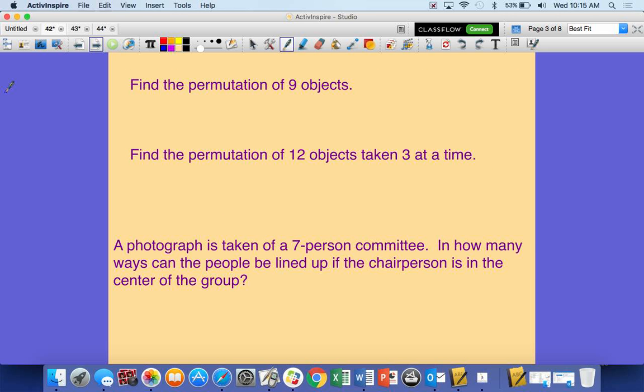Okay, find the permutation of 9 objects. Well, let's use the exact same equation. We've got our P, which tells us that we have 9 total objects. We don't have another number here. Alright, so how big is our group going to be? Well, our group is simply going to be 9. So we've got 9P9 here. How this works, 9 factorial over 9 minus 9 factorial.